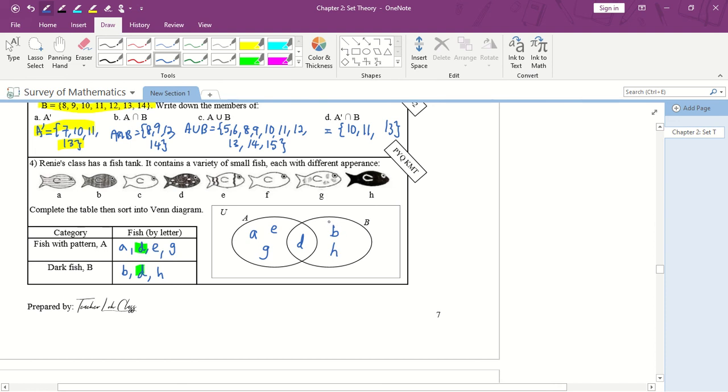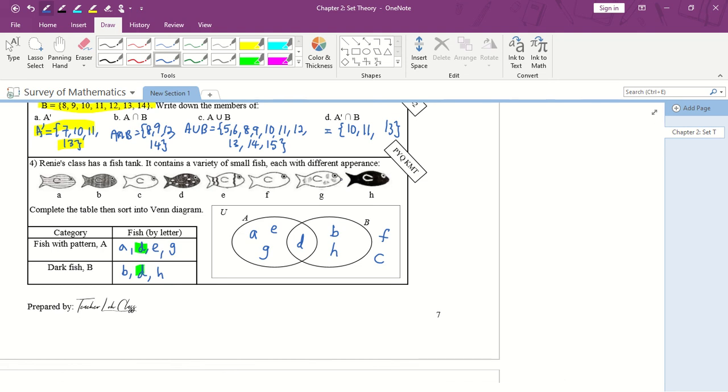Do we still have others that are not in the categories? Let's check. A, we have A. B, we have B. C, oh, C is not part of a pattern and it's not a dark fish, so we can put C outside. D, we have D, E, E, F. Oh, we didn't have F, so we can put F outside. G, G, H, H. And now we have completed this Venn diagram.